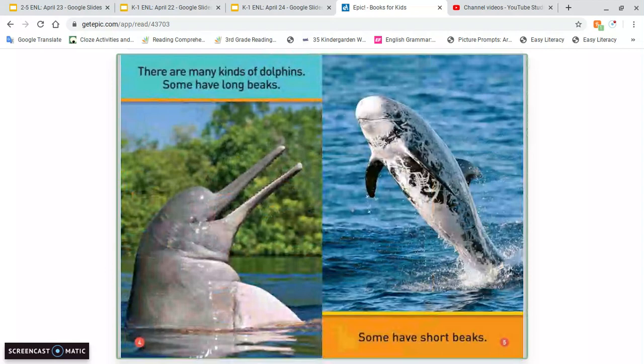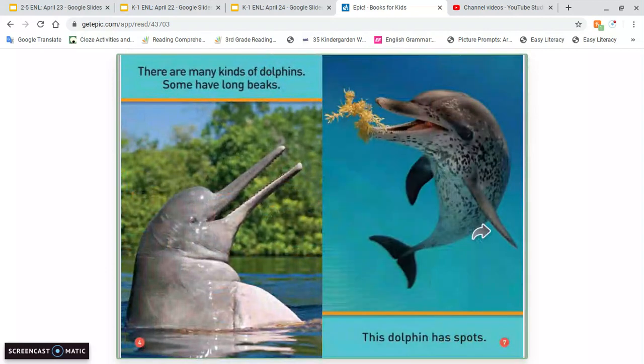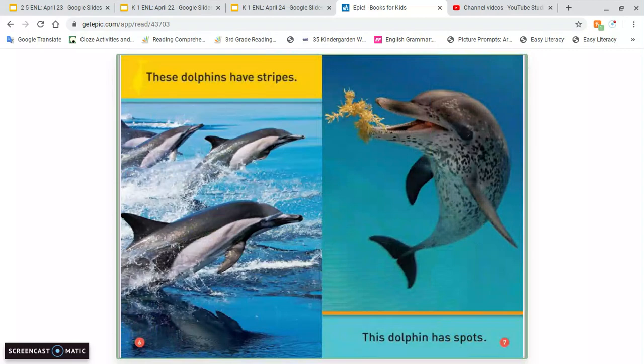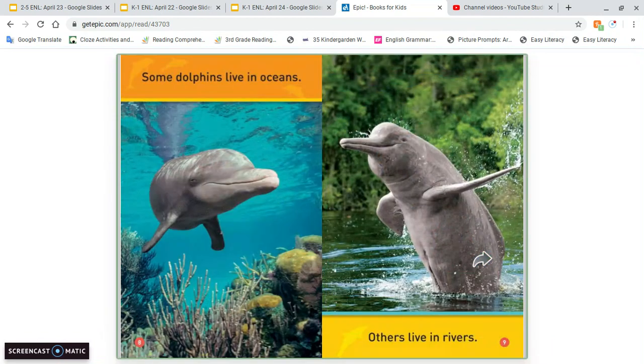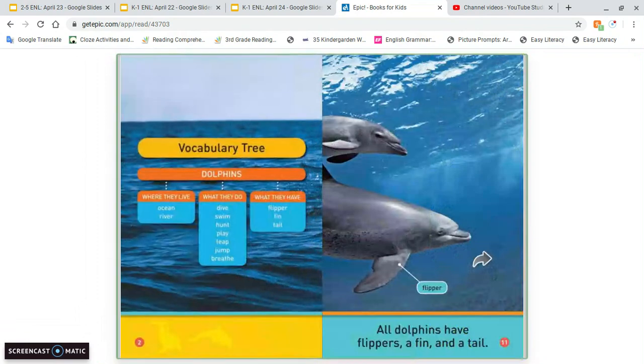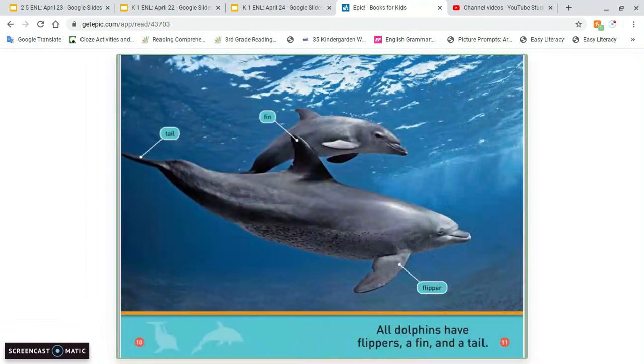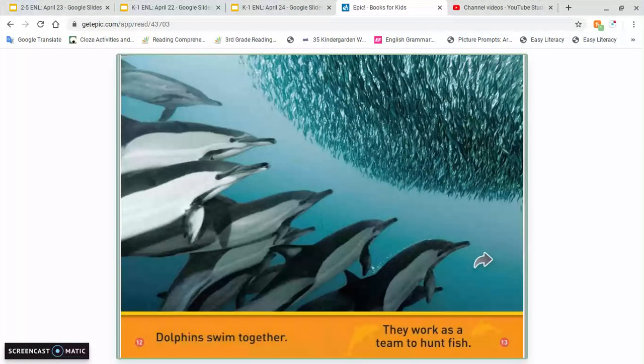There are many kinds of dolphins. Some have long beaks. Some have short beaks. These dolphins have stripes. These dolphins have spots. Some dolphins live in oceans. Others live in rivers. All dolphins have flippers, a fin, and a tail. We have some nice diagram and labels there.